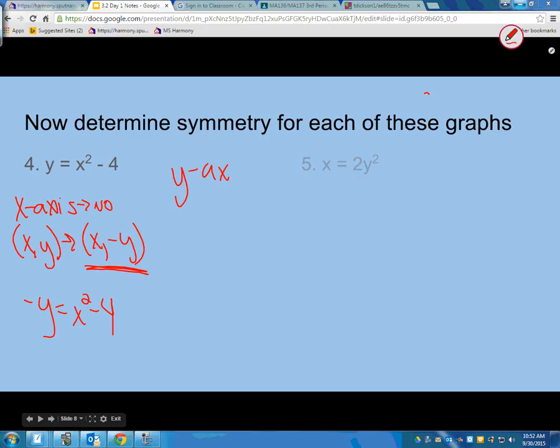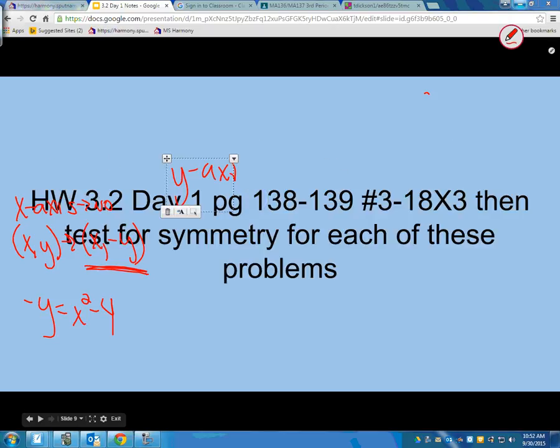The y-axis, did I mention how much I hate this? Whatever.